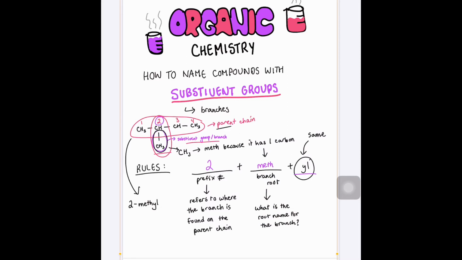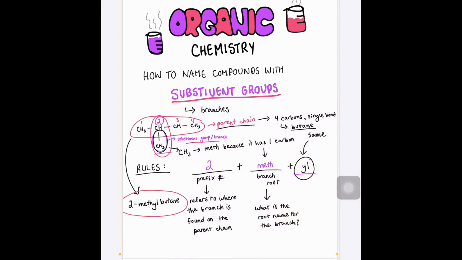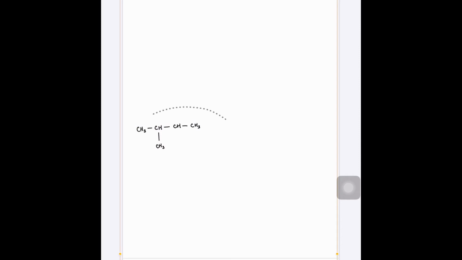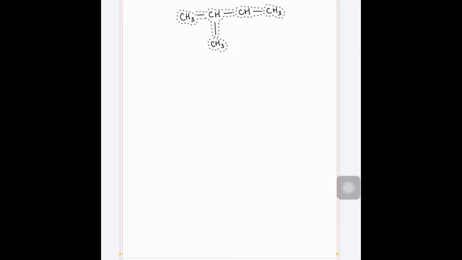However, we do still have to name the parent chain. This is just the no-branch simple compound that we named last time. We can see 4 carbons here, and there's only single bonds in this compound, so it's butane. So we just stick that onto the end of 2-methyl, and now we have 2-methylbutane, and that is the name of that compound. However, what happens if there's more than one branch on a compound? Good question. Glad you asked, because we're going to be getting into that next.